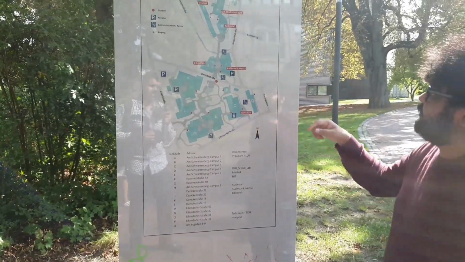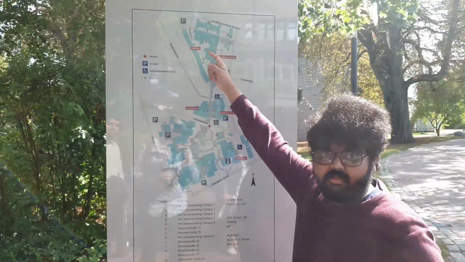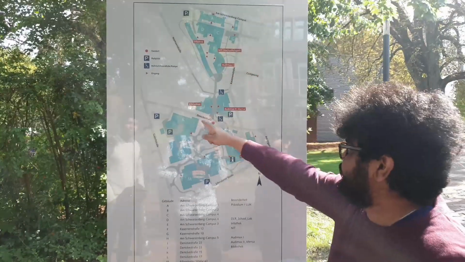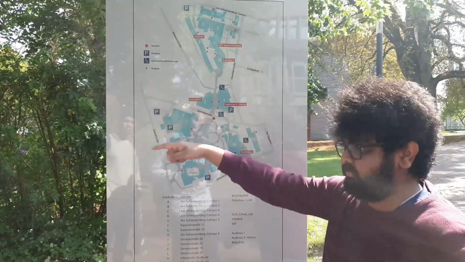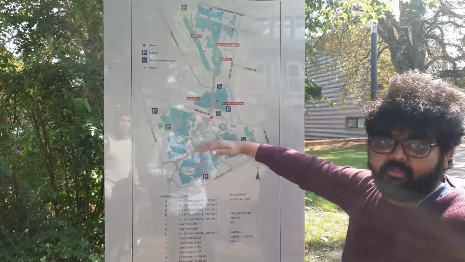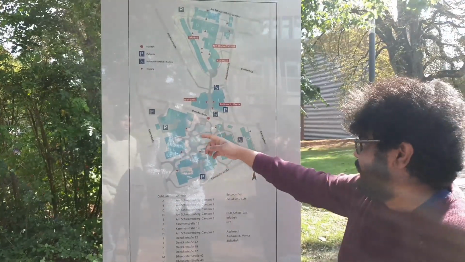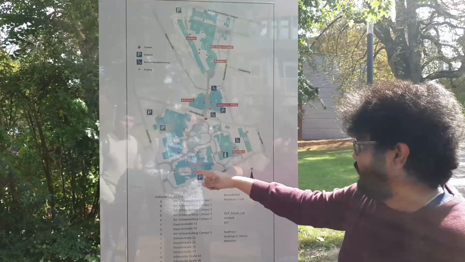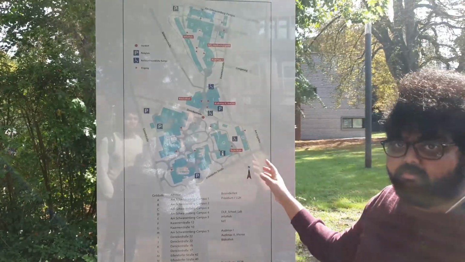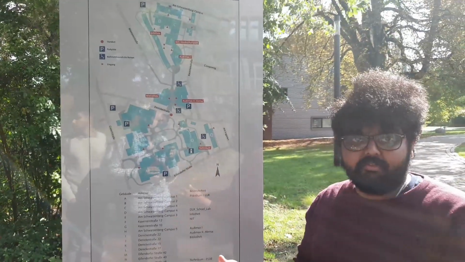Initially, where we started was building A. Now we are actually in the nearby Denikestrasse, which divides the campus. Here we have buildings K, L, M, N, O, P, Q, and we'll see what these buildings are.